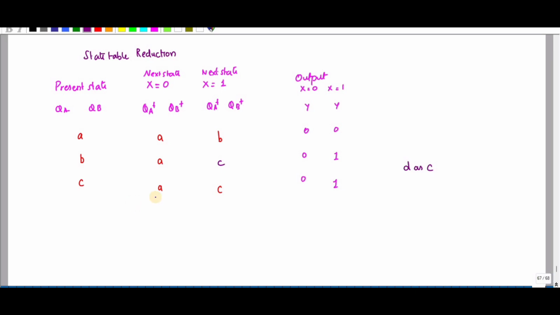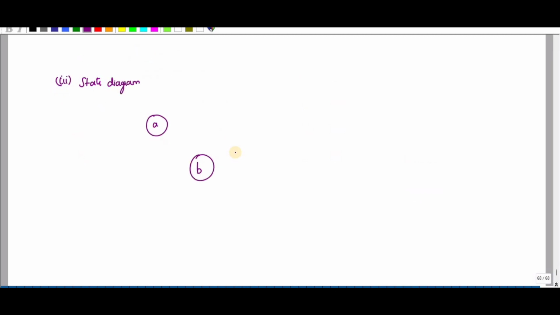After that, you can see these two are the same, right? So I am going to replace this C as B. Again I am going to replace C as B. Now you can see though the next states are the same, the output is different, so you have only 2 states. Next let me go for the state table. I have only 2 states, A and B.